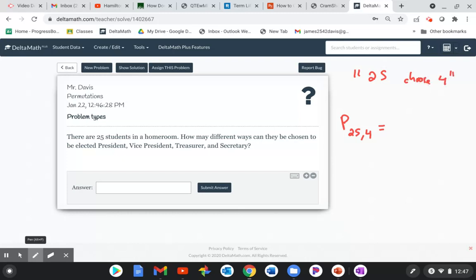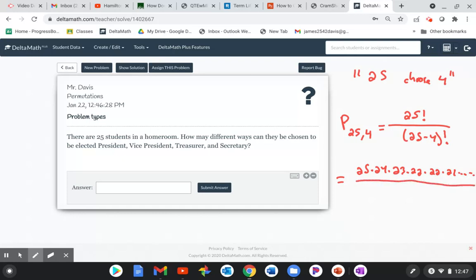So our formula was n factorial, so 25 factorial over 25 minus 4 factorial. Now, if I were to write all this out, this would be 25 times 24 times 23 times 22 times 21, all the way down, over. The bottom is going to end up being 21 factorial. So that would be 21 times 20 times 19 times 18 times 17. And what you'll see is that at the top and the bottom, all of these go away because they cancel out, because that has 21 all the way down and this has 21 all the way down.